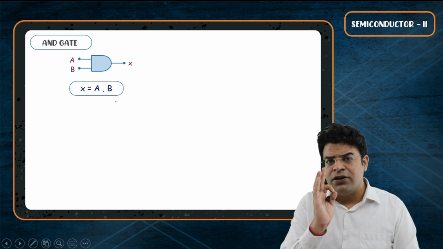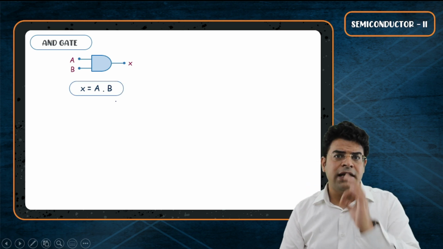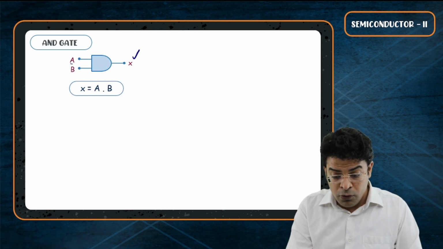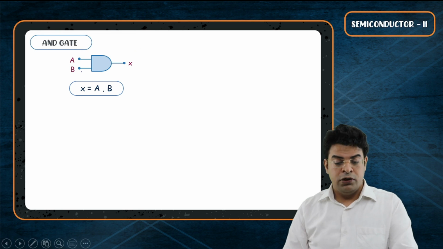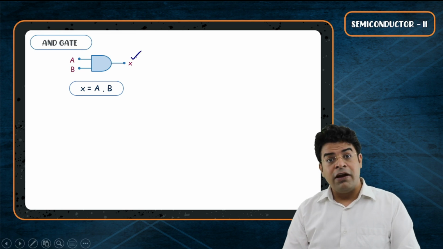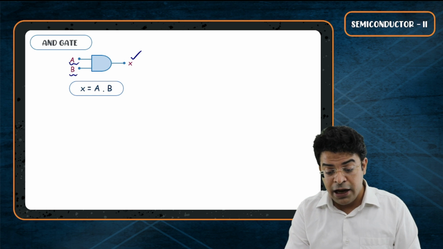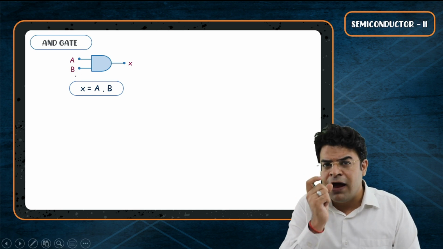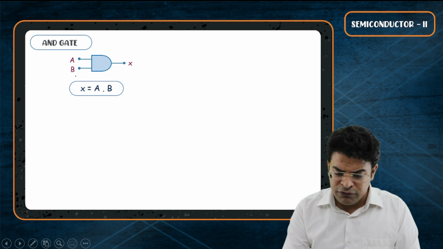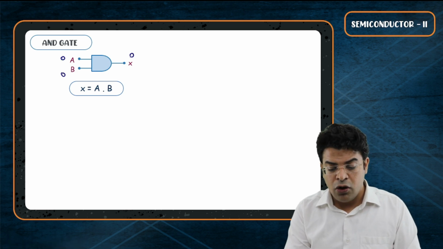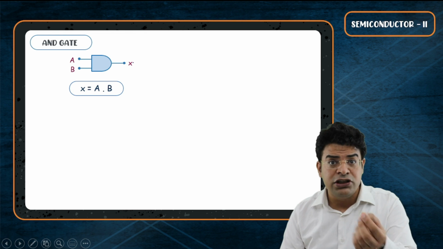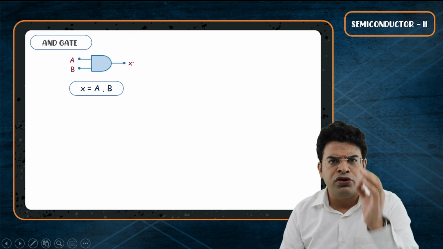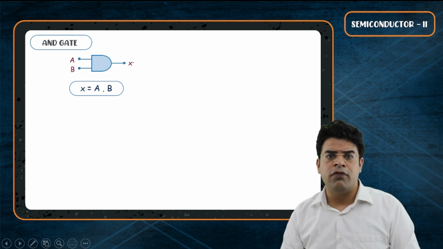If you look at the truth table, understand that the output will be 1 only when both the inputs are 1. So output will be 1 when both A and B are 1. And that is the basic idea of the AND gate. So if any one of the inputs is 0, then the output is going to be 0. If A is 0, output is 0. If B is 0, output is 0. If both of them are 0, the output is going to be 0. That's the meaning of the AND gate.